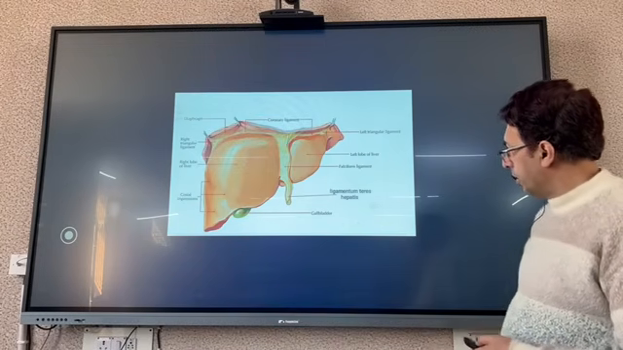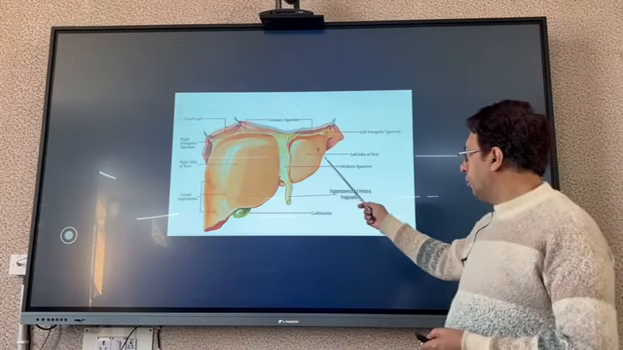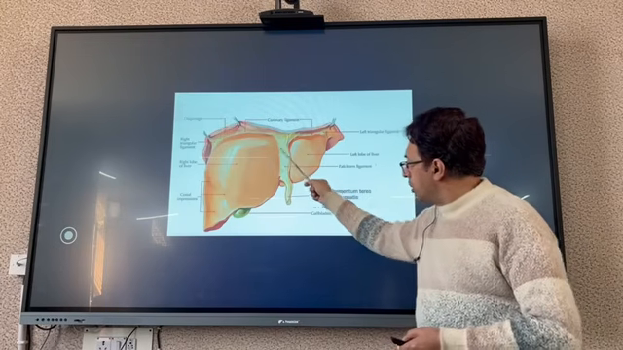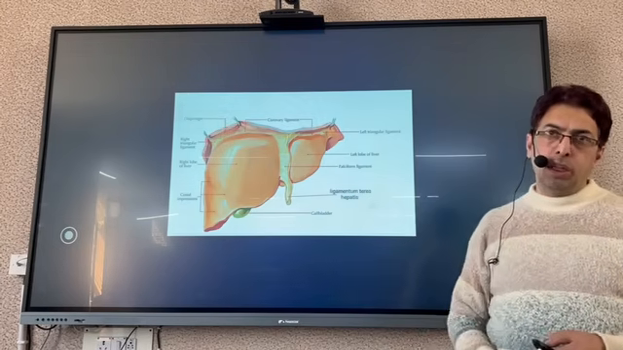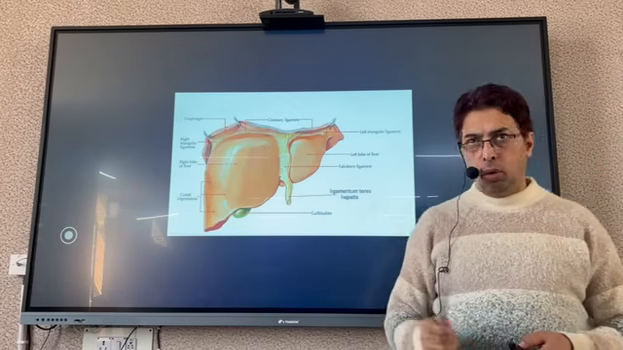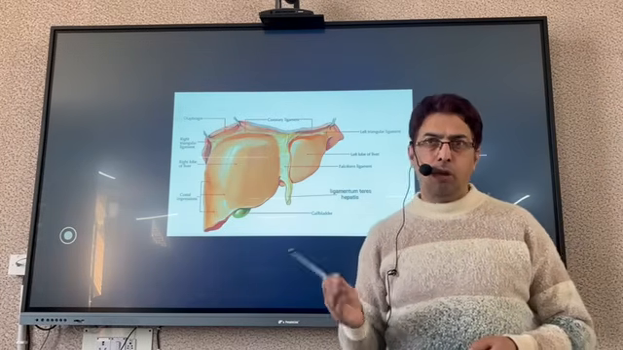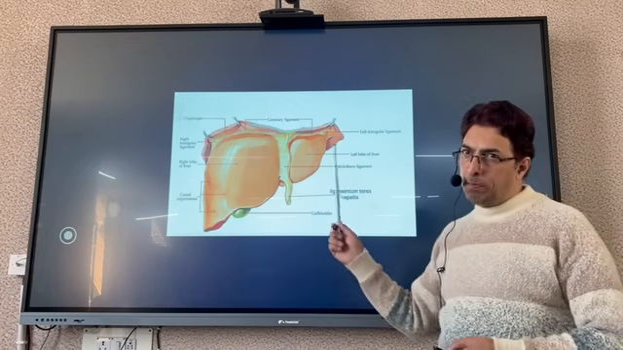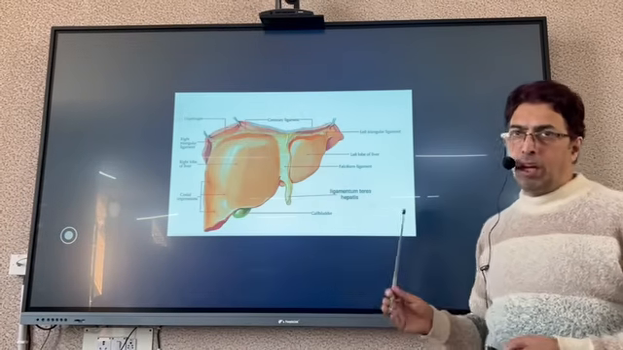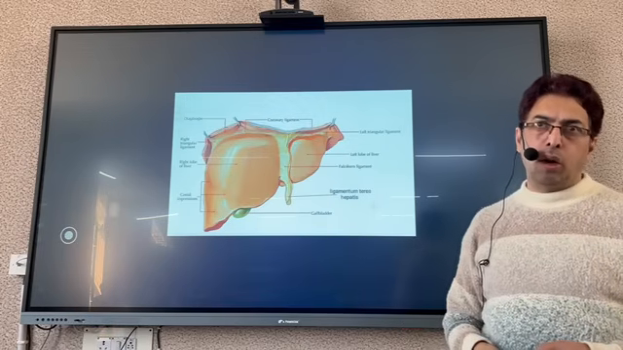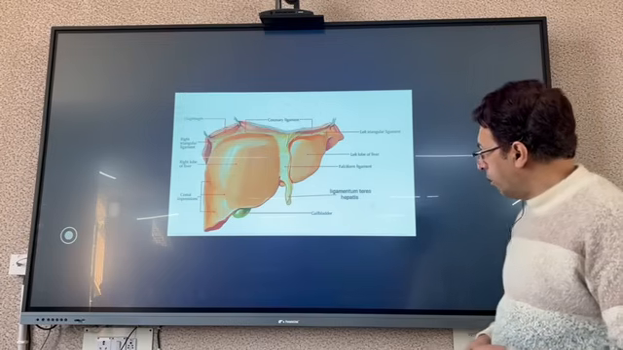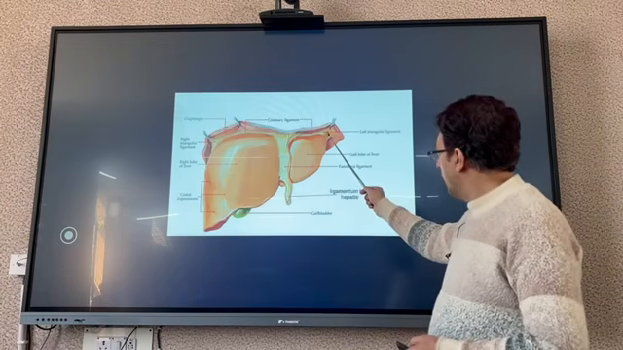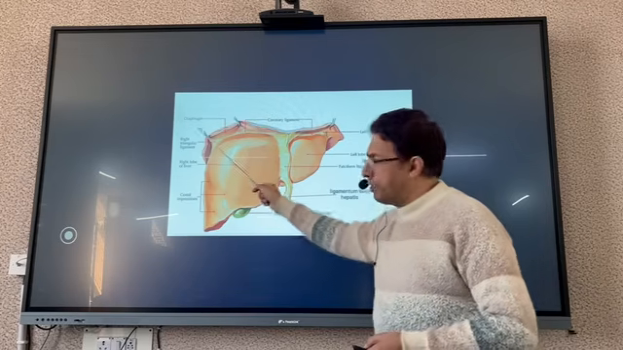Now, over here, this is the right lobe, this is the left lobe. You can see there is a ligament which is present anterior-superiorly. We give it the name coronary ligament. Though this is the liver, coronary would refer to something of the heart. So we have a ligament which is present on the right side and on the left side, and we give it the name coronary ligament. Okay, that's important. Then we also have the left triangular ligament and the right triangular ligament.